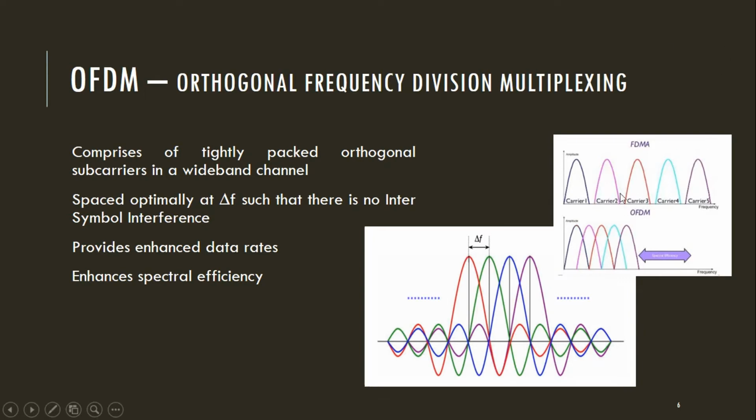As we can see in this figure, if you use a simple frequency division multiplexing, they have a guard band in between and they do not overlap, so it occupies a large bandwidth. But if we orthogonalize them and compress them, we can save a lot of bandwidth. How we do that is discussed in the schematic model. They are required to be spaced optimally at a distance of delta F, such that if we pick up a particular frequency, we only get that particular signal and the other signal frequencies are nullified.